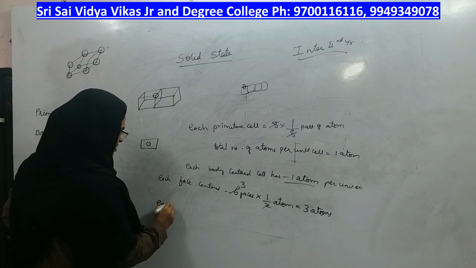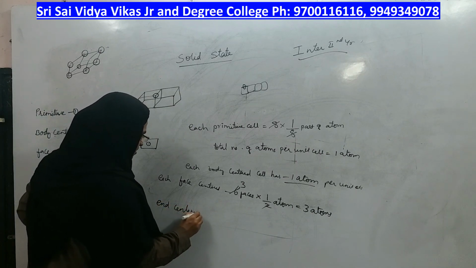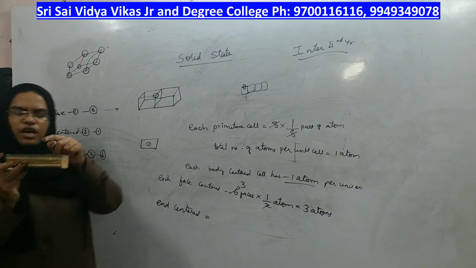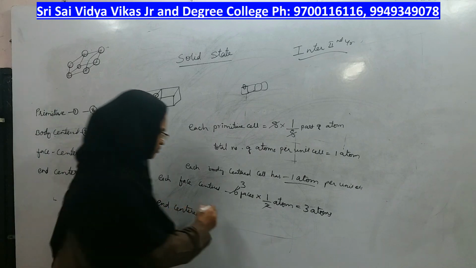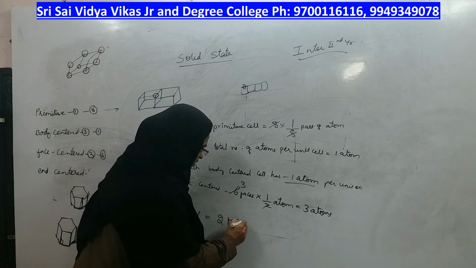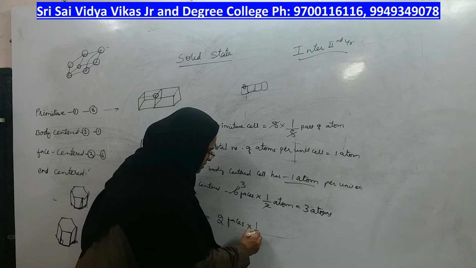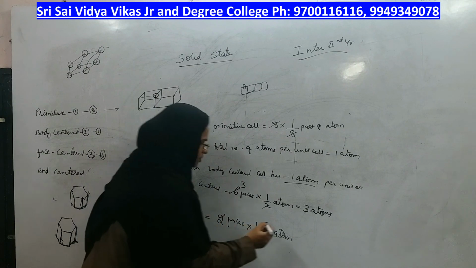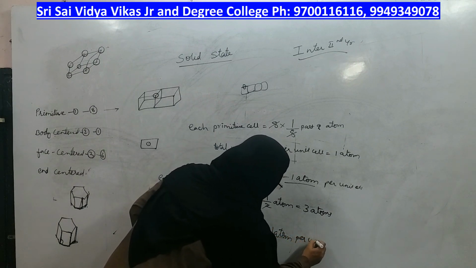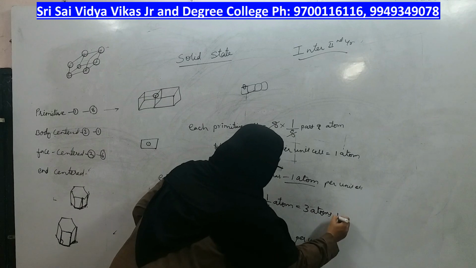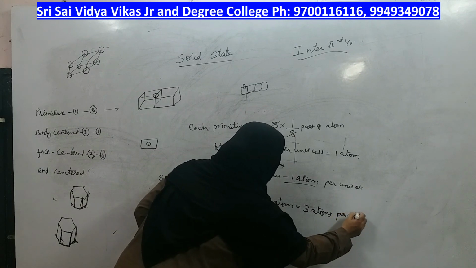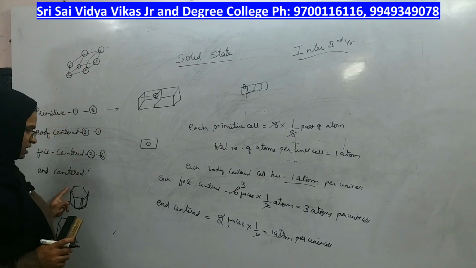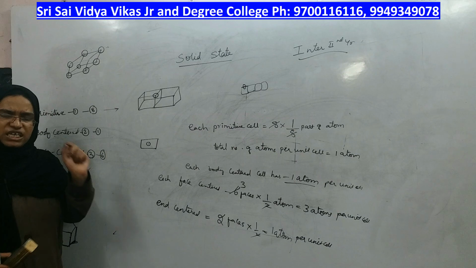Same way for end centered, you should take any two opposite faces. I told you, suppose I took these two faces, half part for this face, half part for this face, total 2 faces, and for each face half part, therefore 1 atom per unit cell, right? If the arrangements are these, how many atoms are possible for each arrangement?